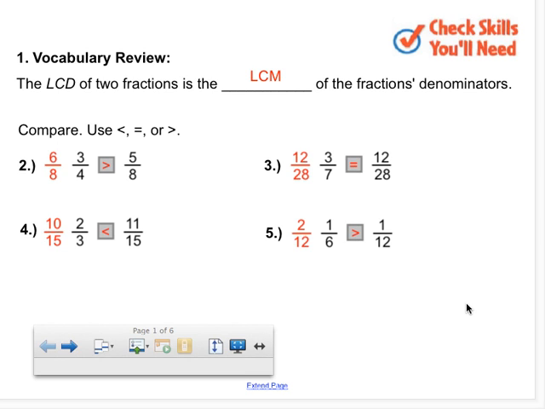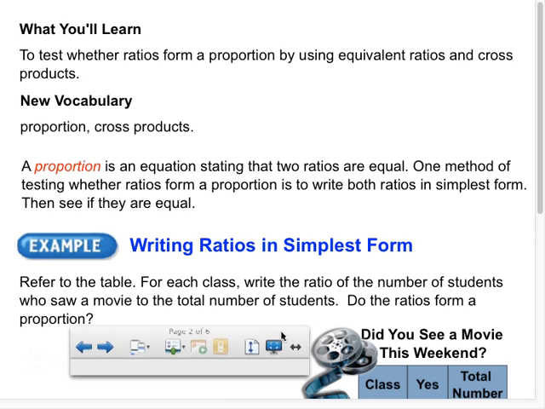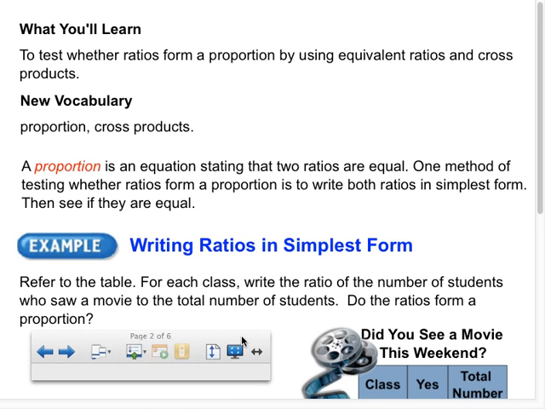Okay? Now, Ola was talking about another method. Did you have a question about this problem? Okay. Ola, I think you might have been talking about what today's objective is for comparing fractions. So let's take a look at this. What you'll learn, to test whether ratios form a proportion using equivalent ratios and cross products. Is that what you're talking about? Okay. All right. So, new vocabulary, proportions and cross products.